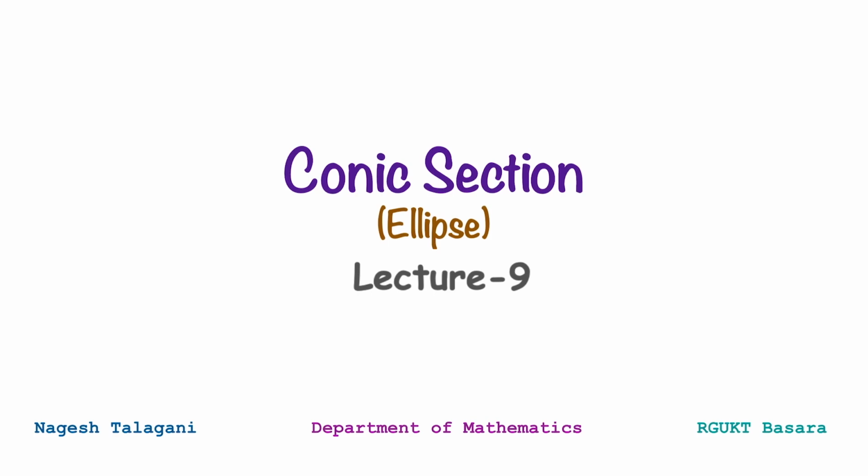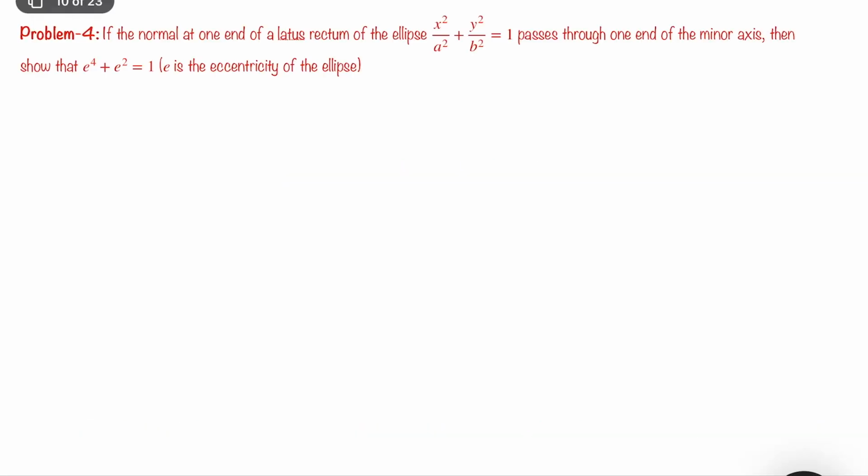Okay. Next, problem 4. If the normal at one end of the latus rectum of the ellipse x square by a square plus y square by b square equal to 1 passes through one end of the minor axis, then show that e to the power of 4 plus e square equal to 1, where e is the eccentricity of the ellipse. Okay. Let us consider a greater than b case. Similarly you can do for a less than b case.